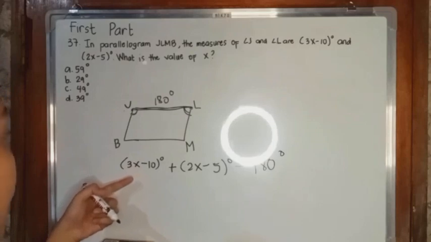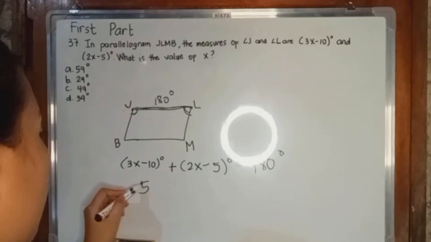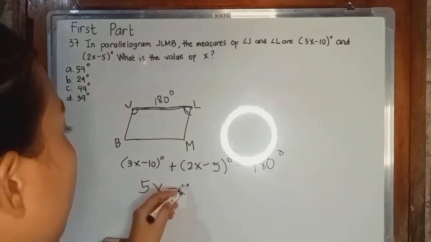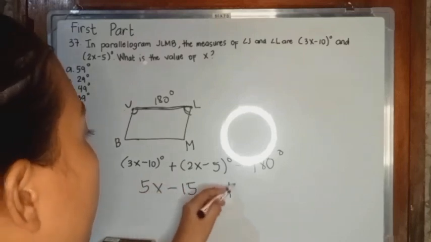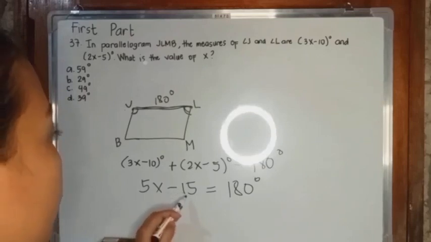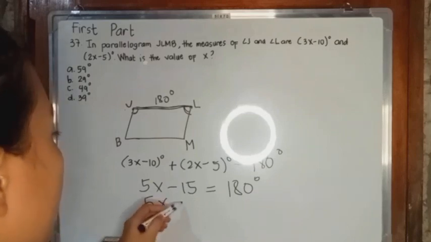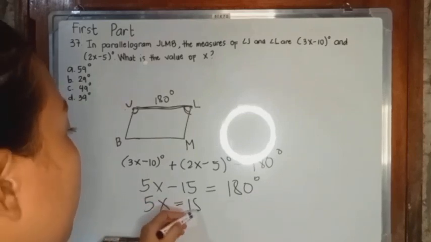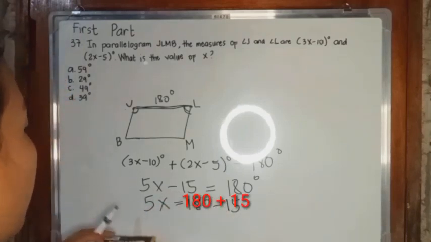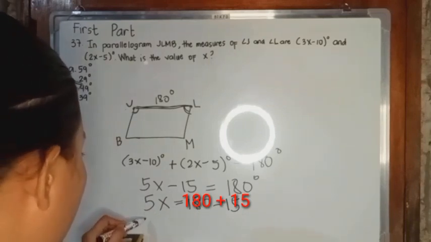We can combine like terms. 3x plus 2x is equal to 5x. Negative 10 plus negative 5 is equal to negative 15. Now, we can transpose negative 15 to the right side of the equation. We have 5x is equal to 180 minus 15. 180 minus 15 is equal to 165.